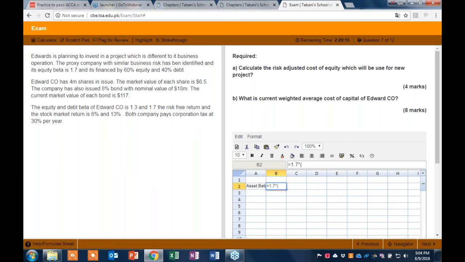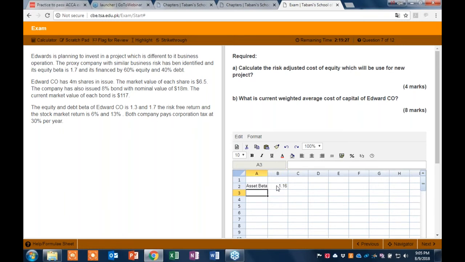So equity is 60 and debt plus equity after adjusting the tax will be 60 plus 40 into, since the tax rate is 30%, so we have to take 70% of this 40. So 60 with equity and debts after tax and equity in the numerator. So we've got the ratio of equity to equity plus debt. So 1.16 approximately is the asset beta.